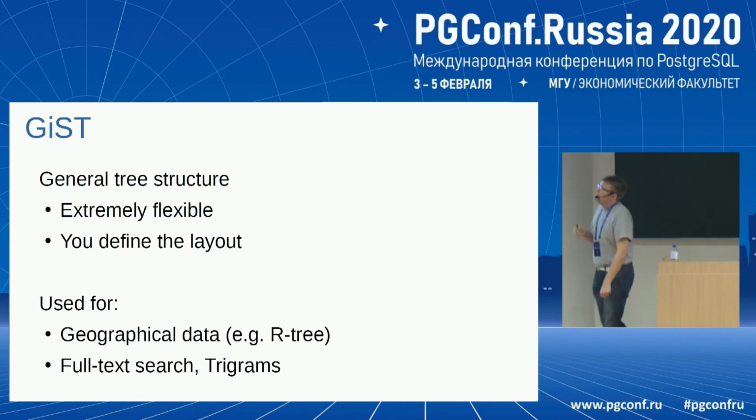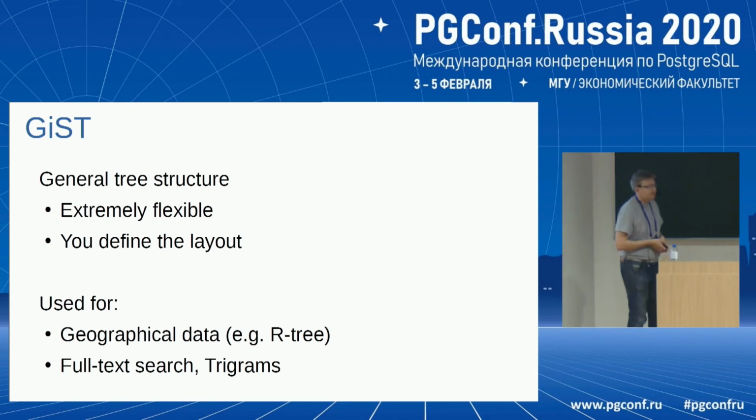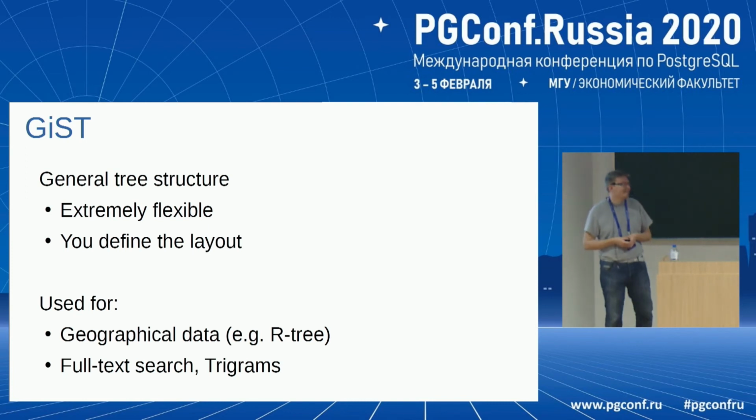What we are going to use is the GiST index. GiST stands for, I don't actually know it. The G stands for general, and I think S stands for structure, and T for tree, but I'm not sure exactly what the acronym is. But the GiST index is a general tree structure.